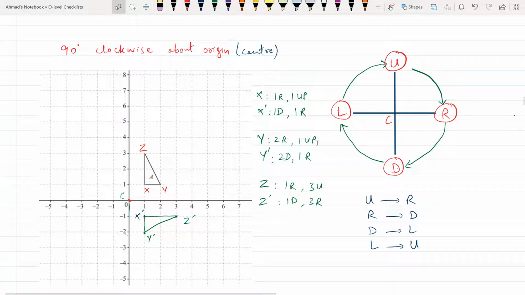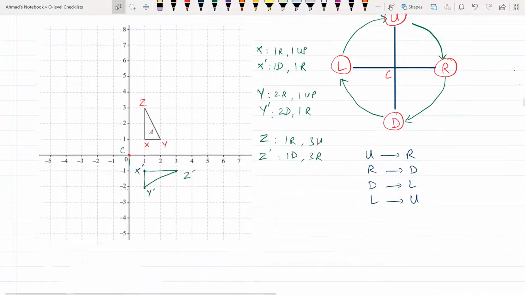Now, similarly, you could do it for any center of rotation. It's not necessarily the origin. For any center of rotation, all you have to do is see from the center how you can reach that point.